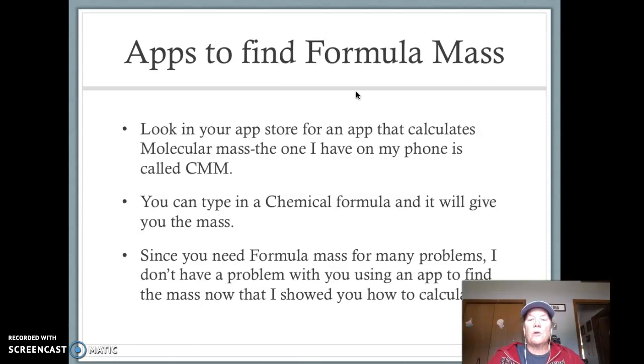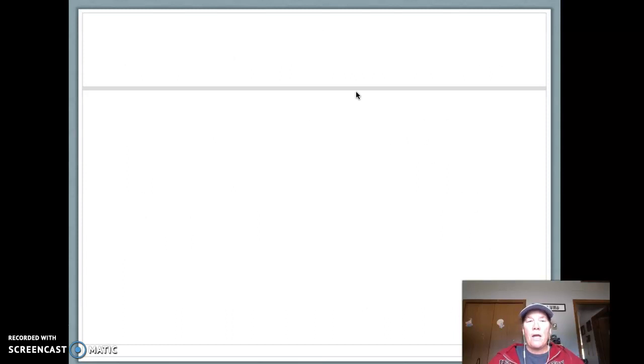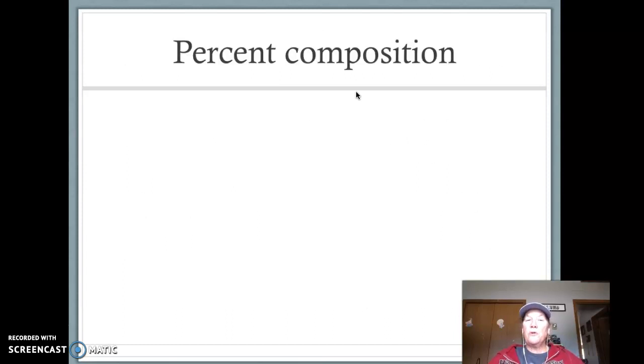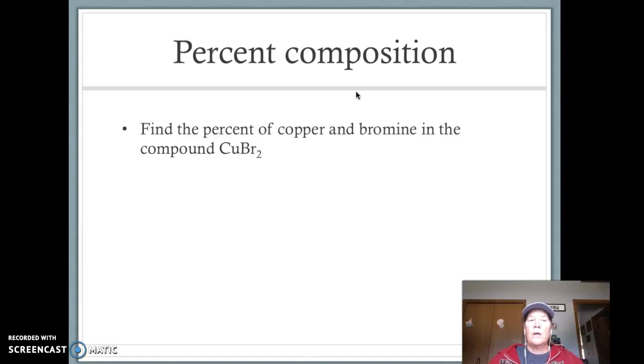All right. So again, look for something that calculates molecular mass or formula mass. Download it in your phone, and it'll help you with these formula mass problems. Okay. All right. So once you do formula mass, then you can do percent composition. And percent composition, again, I did this in the notes, but we went through it kind of fast, so I thought I'd revisit it. Let's say I want to find the percent of copper and bromine in copper bromide.